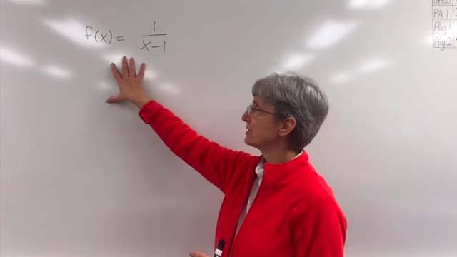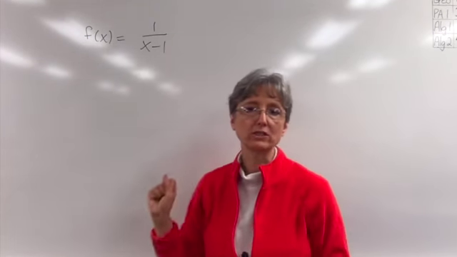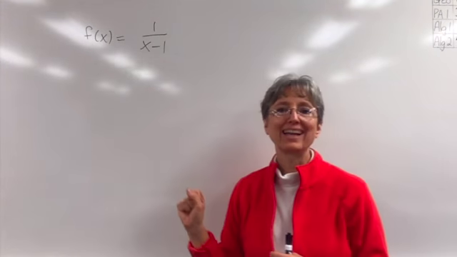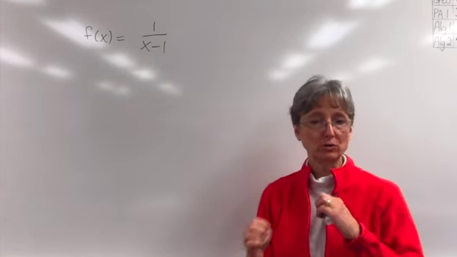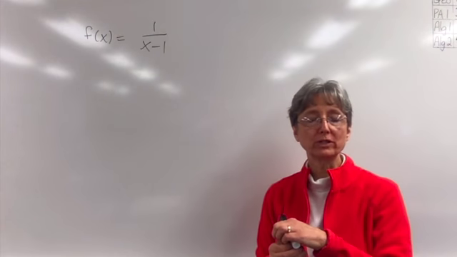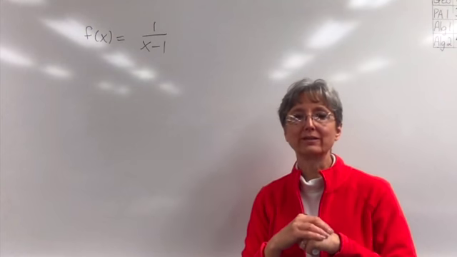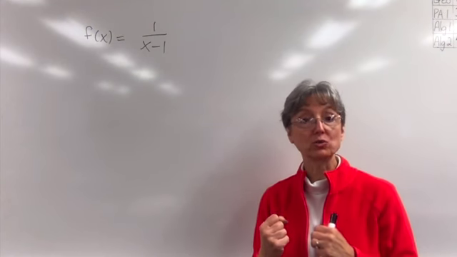Okay, so we're going to walk through this. I have this function. It's 1 over x minus 1. First thing I'm going to do is find the inverse of this. And then I'm going to do a composition of functions. I'm going to put one inside of the other, one at a time, and see what comes out. All right, see how this works.